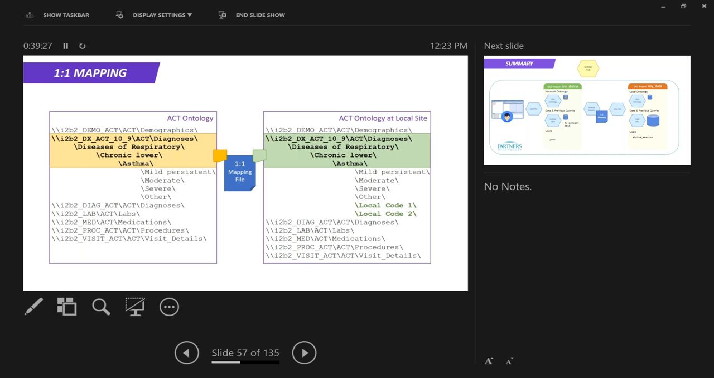So for example, when this query came in, this is the path that represents asthma. It's underneath diagnoses, diseases of respiratory system, chronic lower respiratory, and then asthma. So this query comes in to every site. Now, when it comes into a local site, let's say at your local site there are local codes that represent those patients that you want to include to make sure those patients are received and serviced by that query. So at your local institution, you might want to put those local codes underneath, basically hide them, fit them into your ACT ontology.